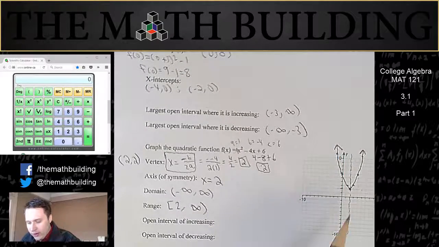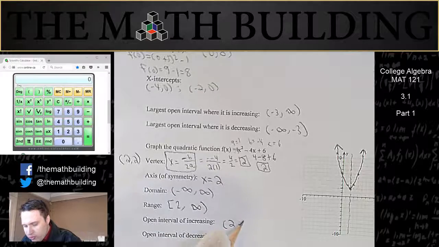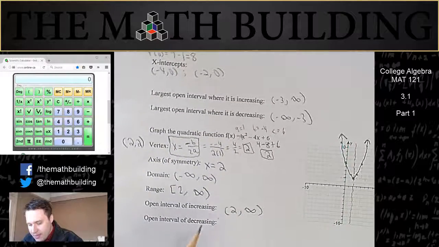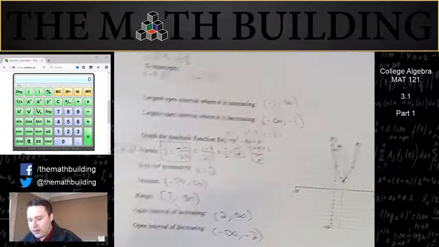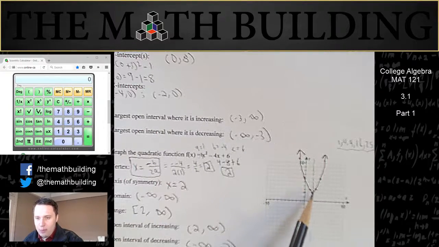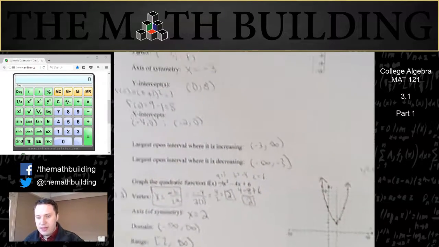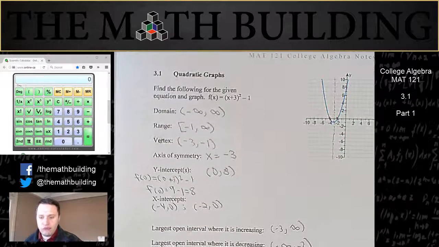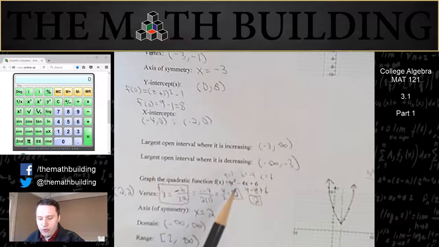It looks like we're increasing, starting at the vertex going up. So from 2 to infinity, we're increasing. And from negative infinity to 2, we're decreasing. And at that point, at the vertex, at 2, we're actually having a slope of 0 at that one instantaneous point. That's how you find all the information for one in vertex form and one in standard form.